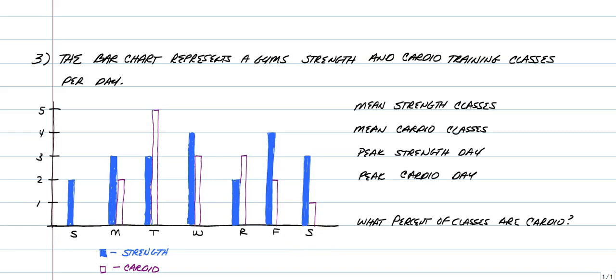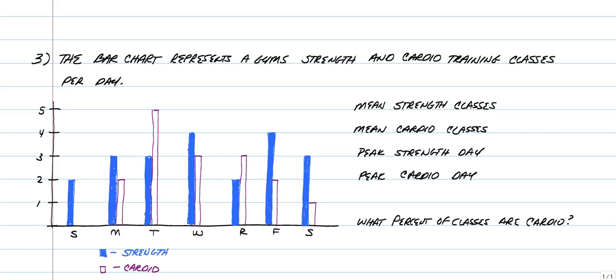So it's really easy to read. When you're looking at a blue box, you're looking at a strength class. When you're looking at a purple one, you're looking at cardio. So to answer some of these questions, all you really have to do is count or tally up what's happening here, and then you're good to go. So it says, what is the mean number of strength classes offered on any given day? Well, obviously the mean is an average.